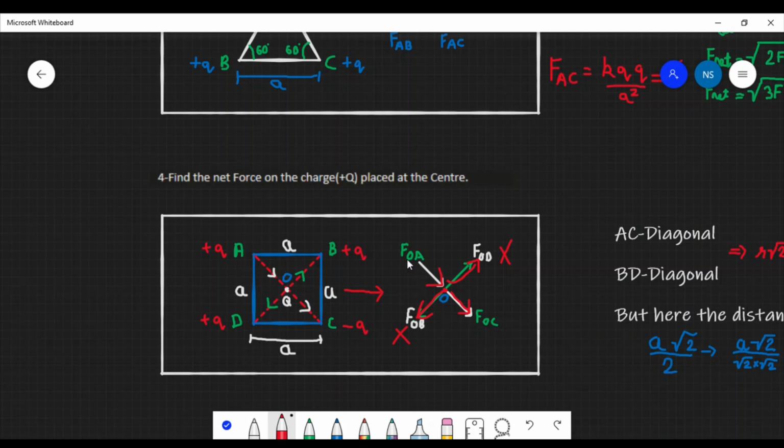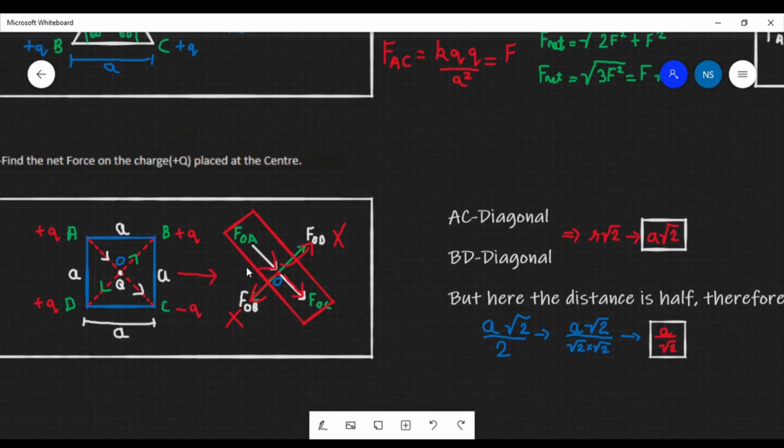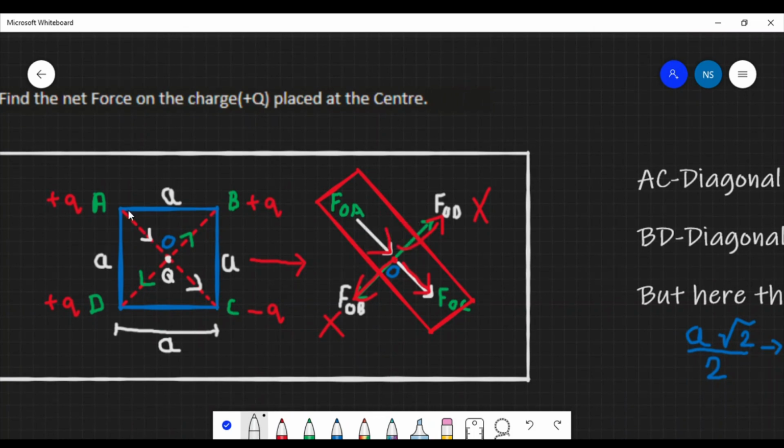Now we are left with this system of charges, that is, force on O due to A and force on O due to C. So let's see how to do it. We see that over here A to C is the diagonal, and B to D is also a diagonal. Now if we want to get the distance, we need to find this distance right over here. We need to get what is the distance from here to here. So to do that, we'll consider this whole as a diagonal.